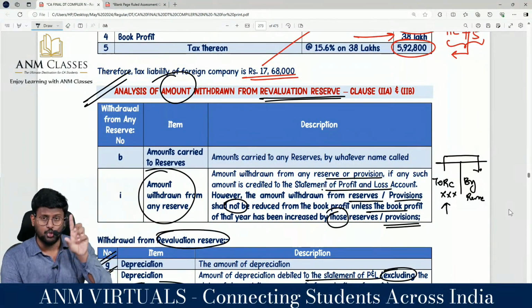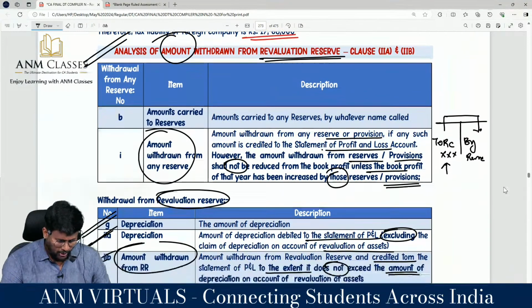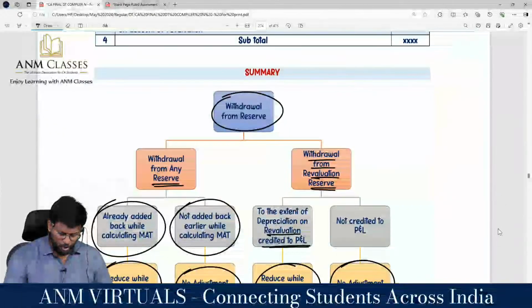That means those items should not be adjusted while calculating the matter. Super. That is an amendment. Now, amount withdrawn from reserve is a beautiful topic.